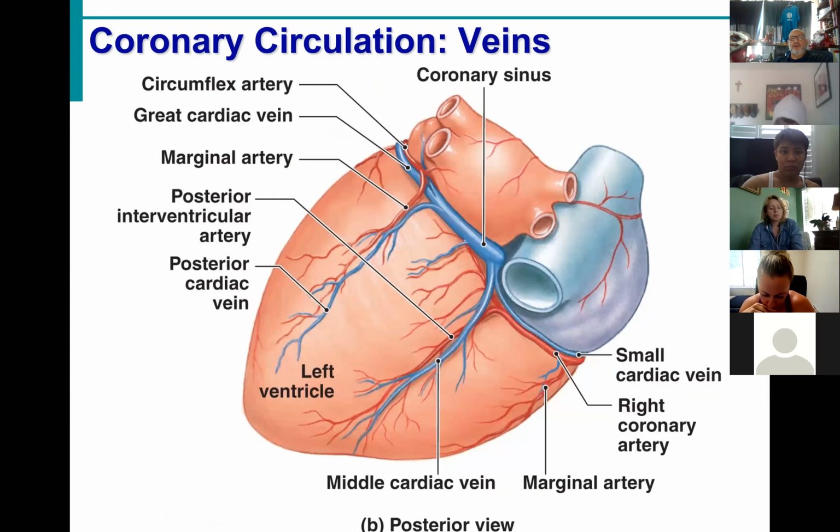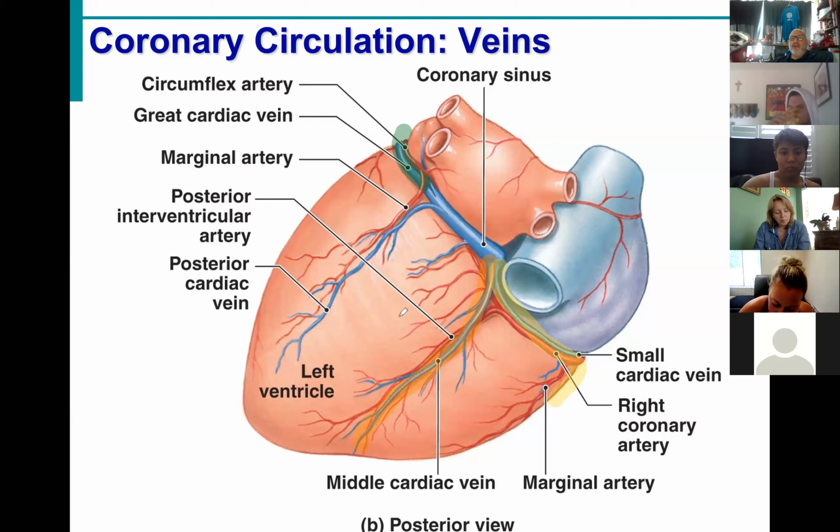Here on the posterior view, I'll use different colors this time to make sure we understand this. Here is that great cardiac vein coming around from the anterior side. Here, we'll use yellow, is that small cardiac vein that started on the edge and came up from here. And as someone pointed out, we have a middle cardiac vein. That middle cardiac vein should be called the posterior interventricular vein, but it's not. And since it's not the biggest and it's not the smallest, it's the middlest. So it is the middle cardiac vein.